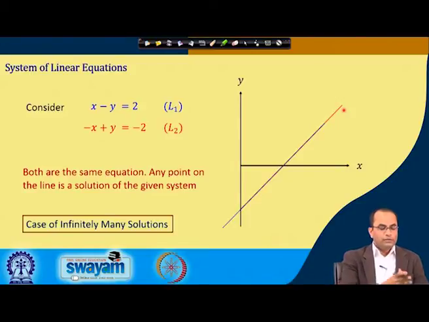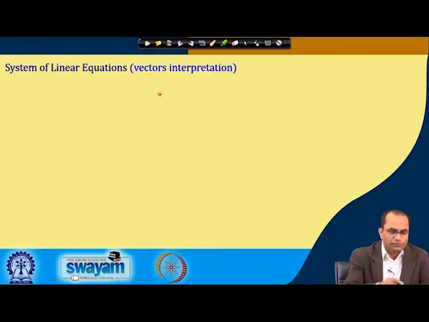So, now this is the case of infinitely many solutions, which we call. So, we have seen these three possibilities of the solution. In one case we have the unique solution, in another we have no solution, and here we have infinitely many solutions. So, let us look at the vector interpretation for this case as well.